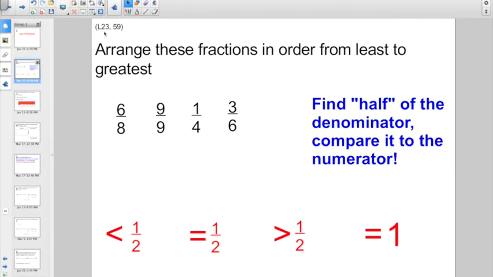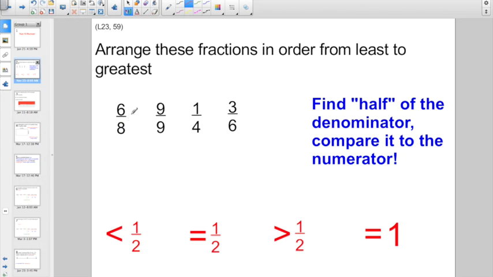So, starting off here, one from lesson 23 and 59. Arrange these fractions in order from least to greatest, and they're going to give you a set of 4. The secret to success on this one, remember, always find half of the denominator and compare it to the numerator. Then you want to think about what's less than a half, what's equal to a half, or what's greater than a half. So find half of the denominator.